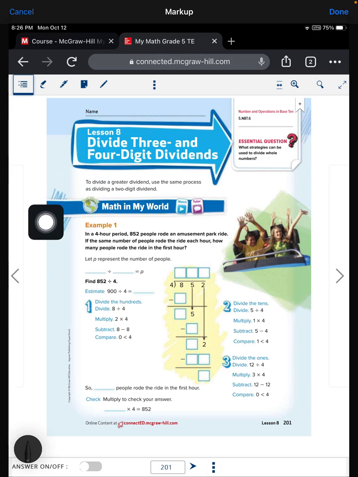We are learning to divide with 3 and 4 digit dividends. Remember, a dividend is what we put under the bracket. That is called the divisor.